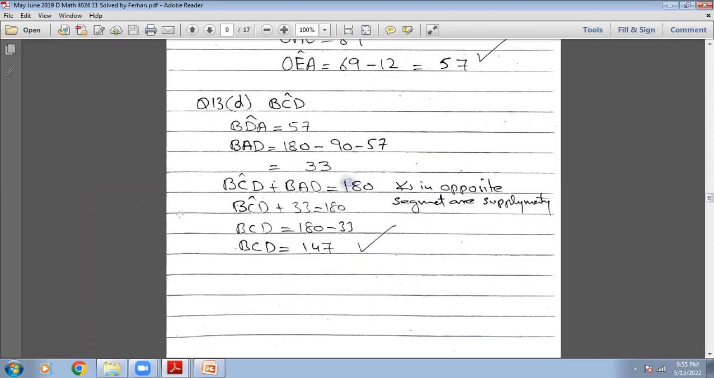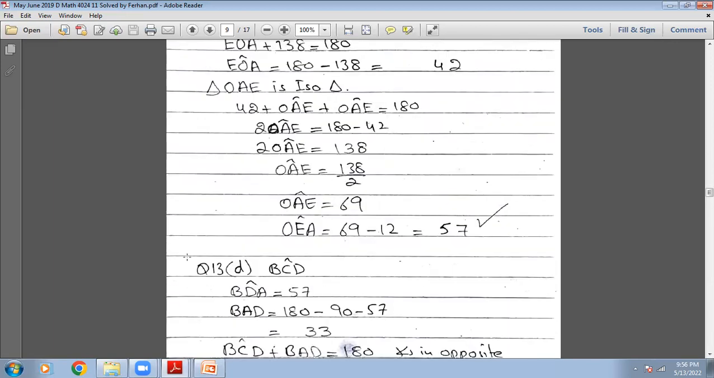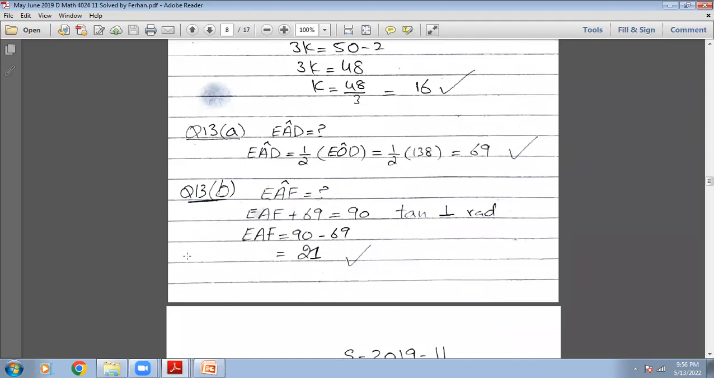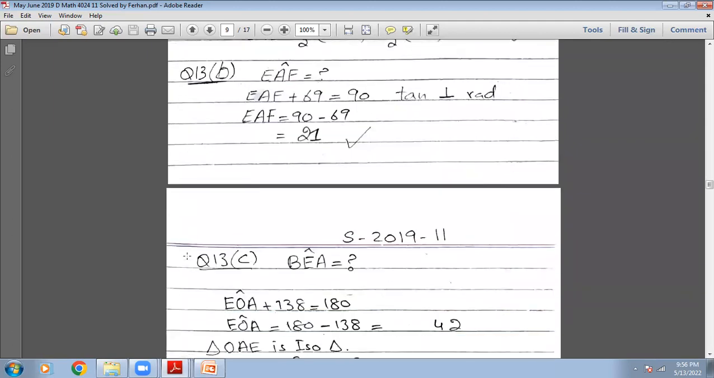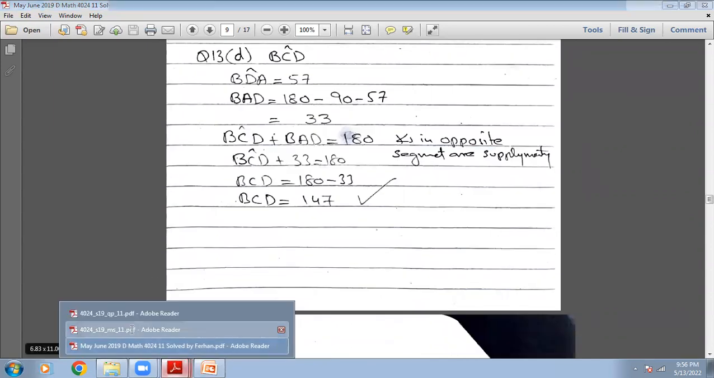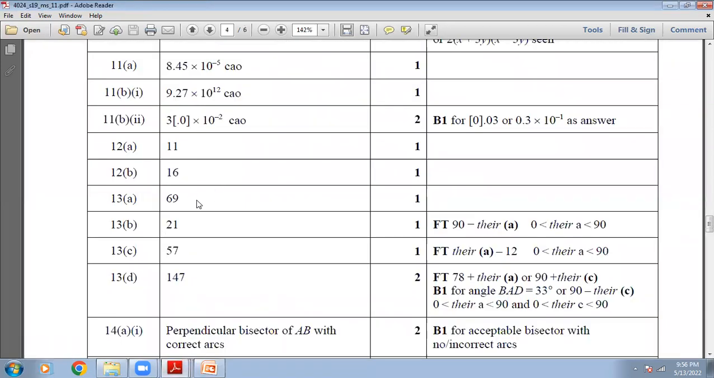BCD plus BAD equals 180. Angles in opposite segments are supplementary. So BCD plus 33 equals 180. So BCD equals 180 minus 33, and BCD equals 147. I have already checked this answer. This is 147. This is 57. And this one is 21, and that one is 69. So 69, 21, 57, 147. So let's have a look at the marking scheme. It's 69, 21, 57, 147.